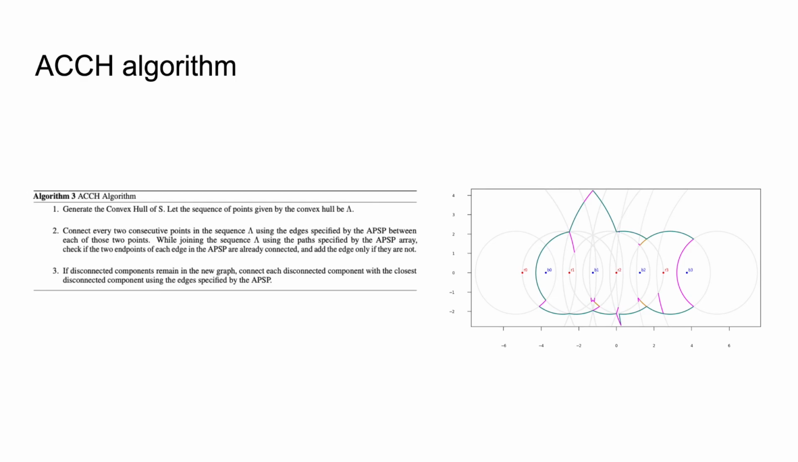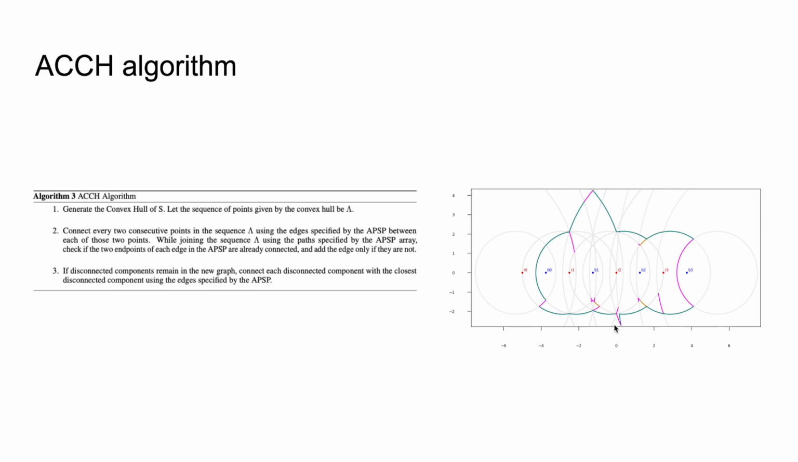Now the ACCH algorithm is a bit simpler. We generate the convex hull of the set S. We connect every two consecutive points in the sequence of the convex hull using the edges specified by the all pair shortest path between each of these points.